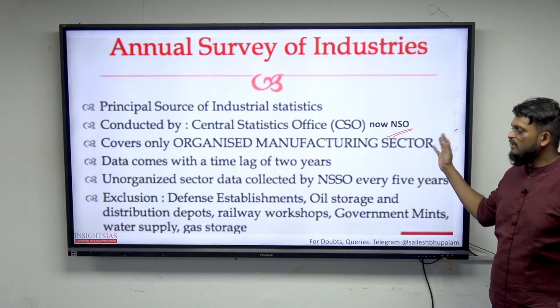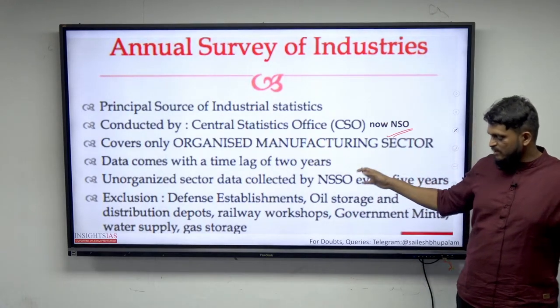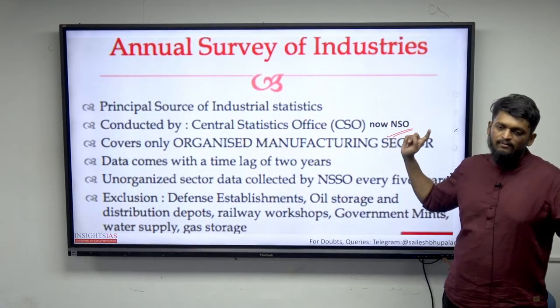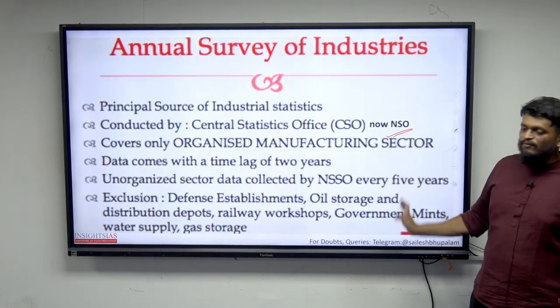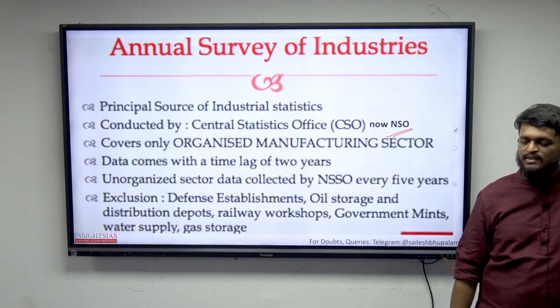Who will release this? It usually covers only the organized sector. Data comes with a lag of 2 years. Unorganized sector, NSSO used to collect it. Now NSSO is also part of NSO. It has been merged. Every 5 years once it will do an estimation of how much is actually happening in the unorganized sector using a sample survey.